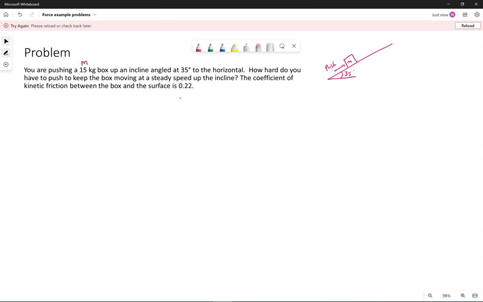We're told the coefficient of kinetic friction. So we've already gotten this box moving and we want it to keep moving at a steady speed. The velocity is going to be constant. So if we continue pushing up the incline, meaning straight direction, steady speed, the acceleration will be 0.